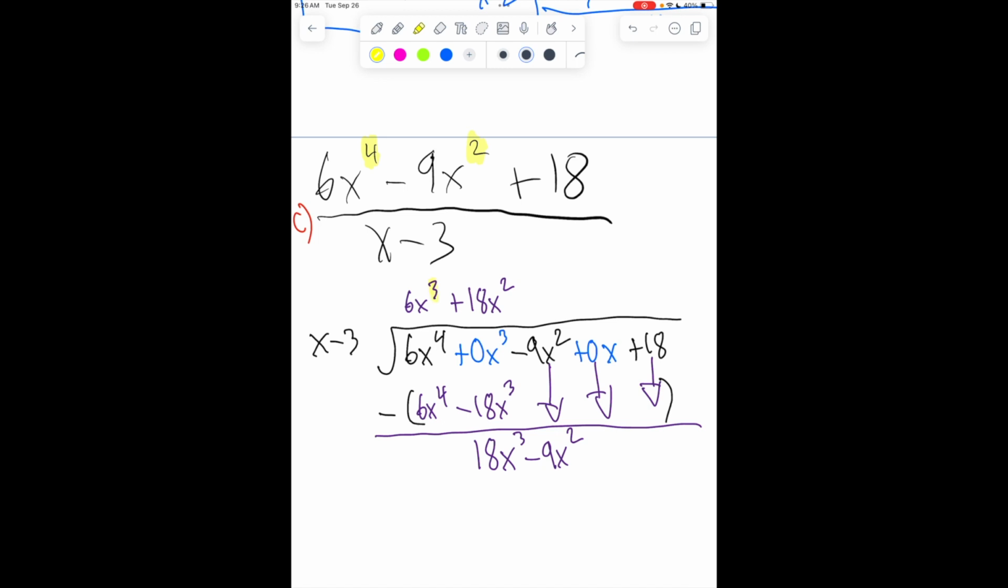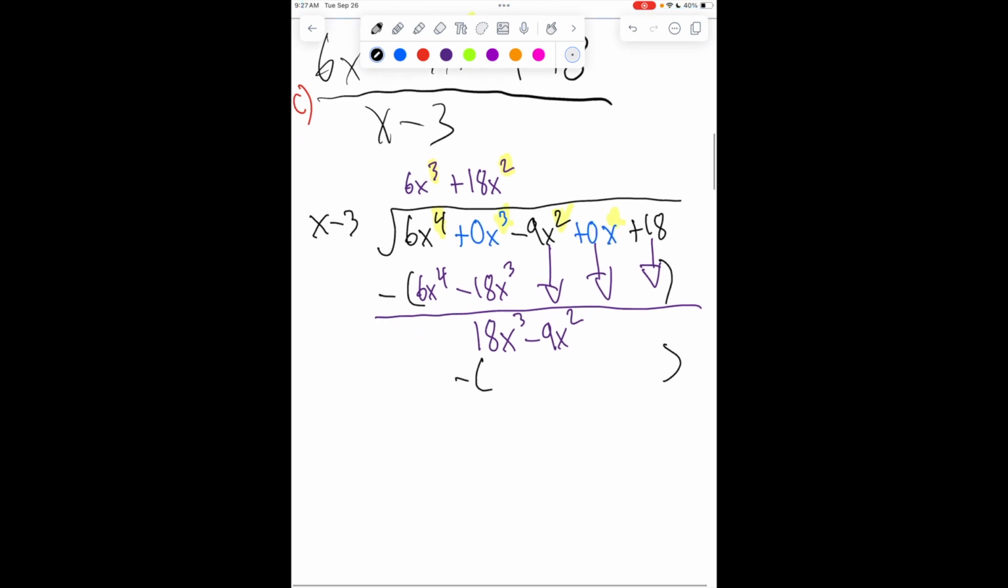Remember, we kind of want these in decreasing order, and again, because we added these placeholders, we are going to be able to do that. 18x squared times x minus 3. Again, I'm going to set it up like this. Subtract. Okay. This is going to cancel out. And this is going to give me negative 54x squared. Again, this is coming all the way down here as well.